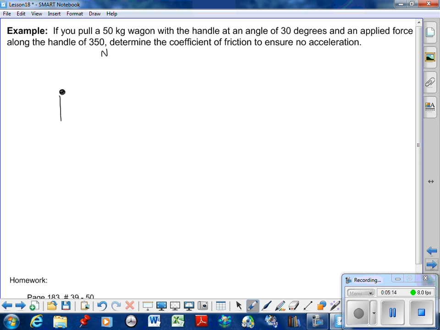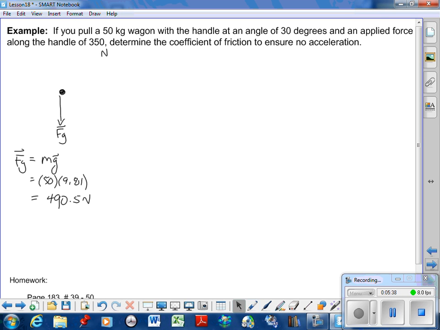I know that I have a force due to gravity here. So force due to gravity will equal mass times gravity. 50 kilogram wagon times 9.81. Do the calculation there. 50 times 9.81. We get 490.5 newtons. Now, there's an applied force, I'm going to do this in red, of 350 newtons. And that's at 30 degrees. So now you have to bring out your components to figure out FAX and FAY.